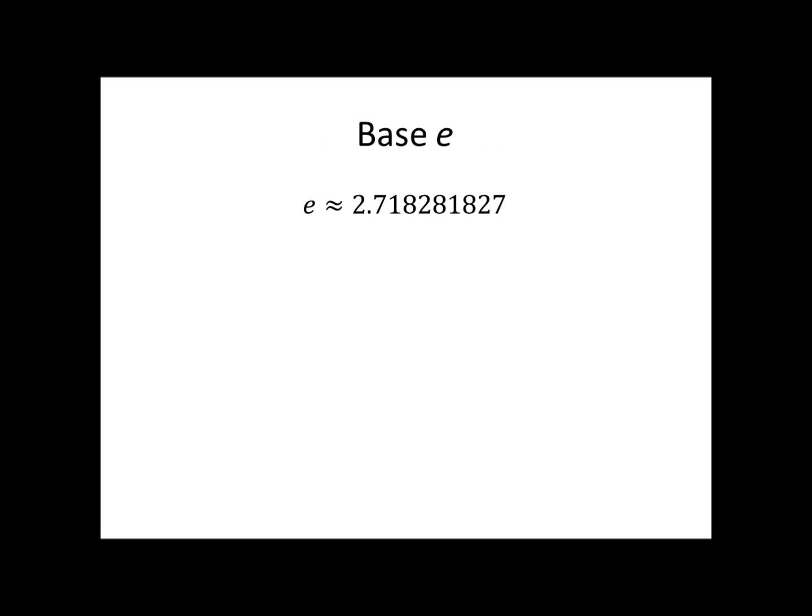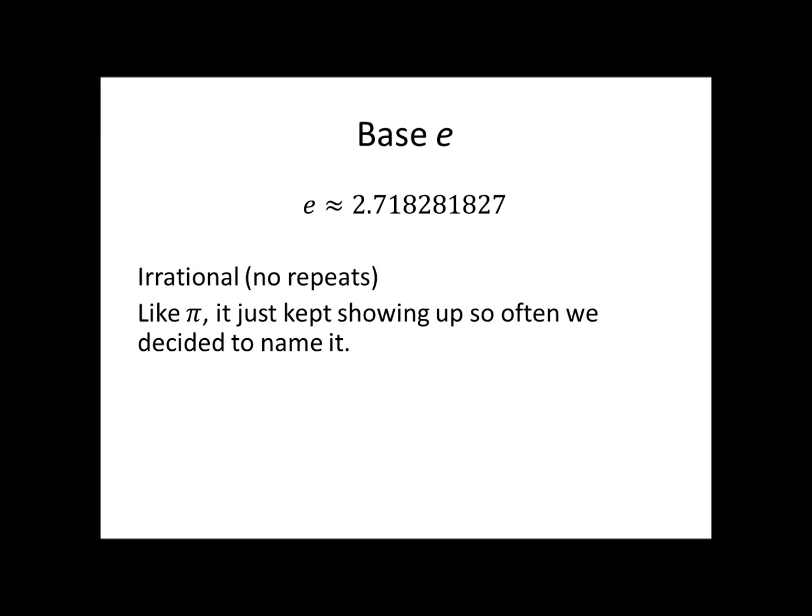Now, this is probably a good time to talk about e. Now, e is approximately equal to 2.718281827. Now, it goes on from there. It's an irrational number with no repeats. It's a lot like pi.